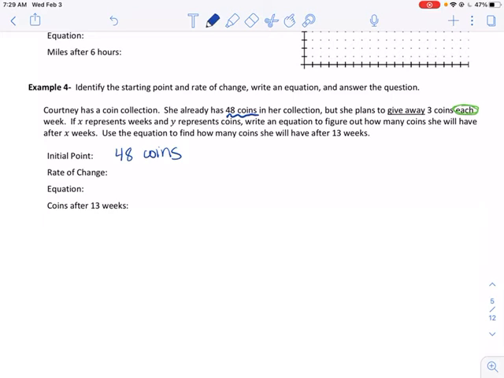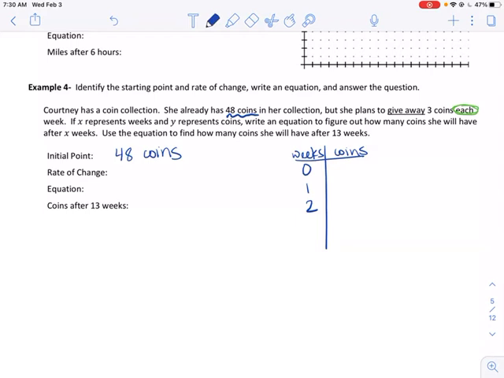Rate of change is she's giving away 3 coins each week. I'm really tempted to say that's -3, but I'm not entirely sure. So I'm going to make a table real quick just to be sure. You don't always have to make a table, but this might help you out. So we're going to write our x as weeks and our y as coins like it says. And I'm going to write just 0, 1, 2, just to figure out what happens.